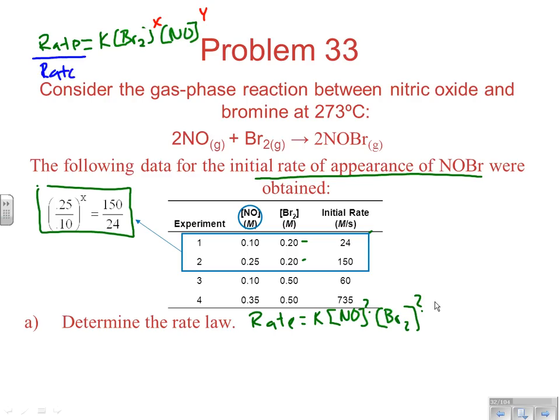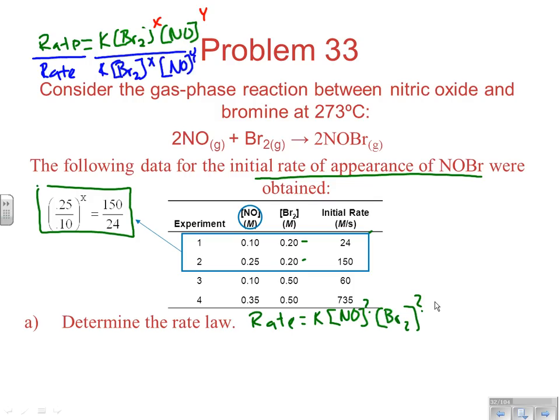Now, the rate of another experimental situation is still going to equal K times Br2 to the X times NO to the Y. So the top reaction would be the reaction rate from one thing's perspective. The bottom would be the reaction rate from another thing's perspective. Those two things are equal to each other. So if I divide both by the same thing, I maintain the equality.